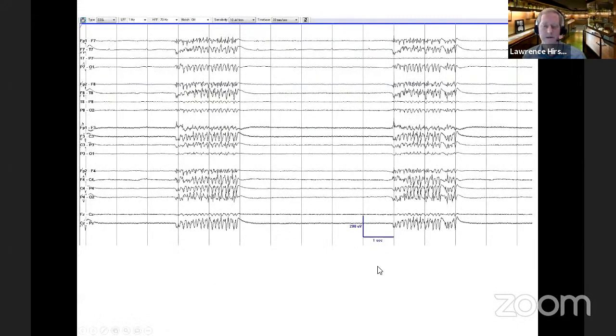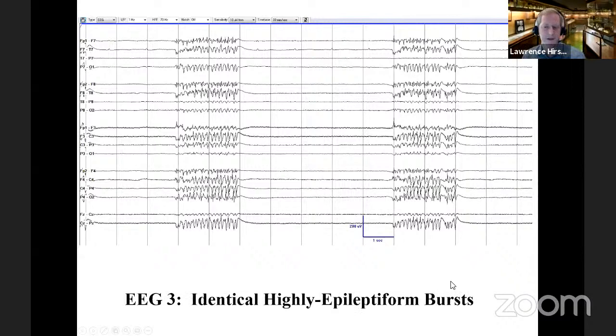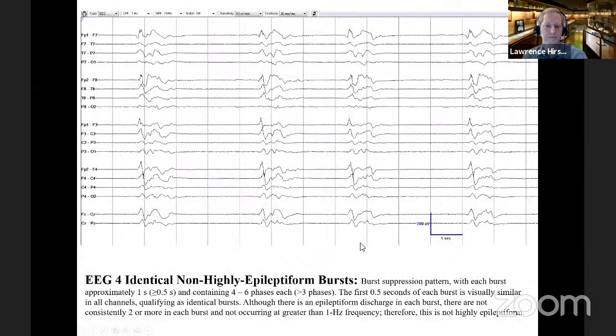So here's an example of a highly epileptiform burst. And these are identical as well. You can see they're visually extremely similar in all the channels. Here's another example where they look extremely similar, but there's only 1 sharp wave in there for each one, so that does not qualify as highly epileptiform. So these are identical but non-highly epileptiform bursts.